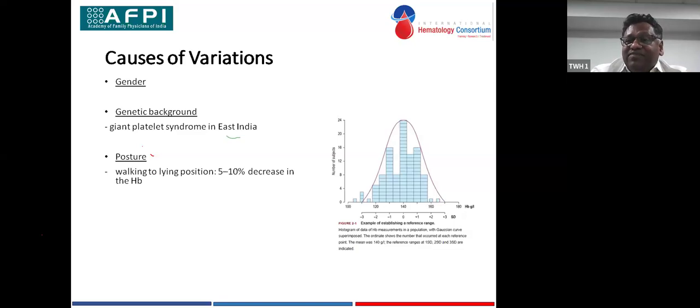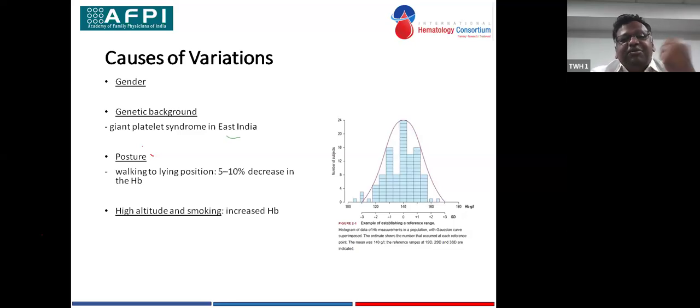Posture. You wouldn't believe this, and we've actually done this when I was doing my DM in CMC Vellore. Somebody is walking and suddenly they lie down. The hemoglobin can decrease up to 10%, right? High altitude. We've all traveled to mountains. Most of us have gone to the Himalayas, and we see the people there are pink, right? They have high hemoglobin. At that altitude, a hemoglobin of 16 is normal, correct?